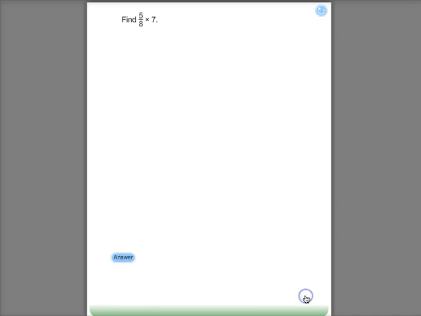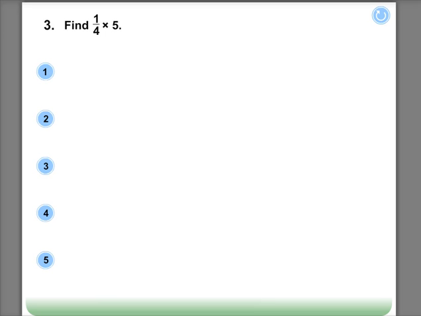So here's your second problem to do in your math journal. Go ahead and stop the video and do this problem now. Okay, moving on. Last one. Find 1/4 times 5.